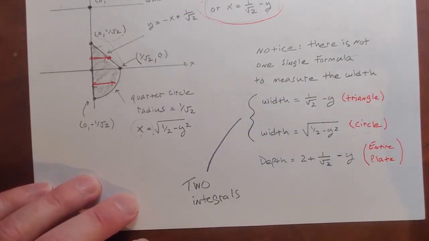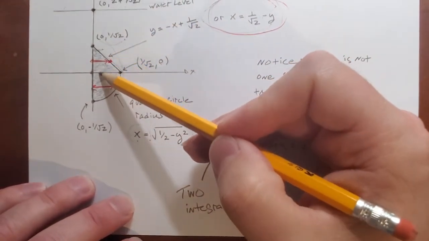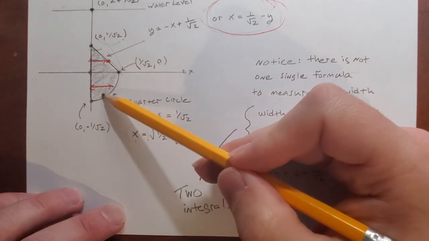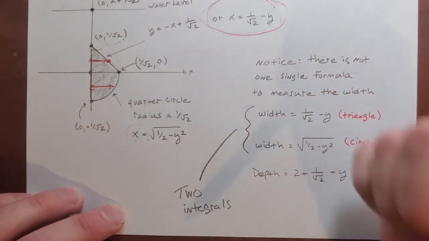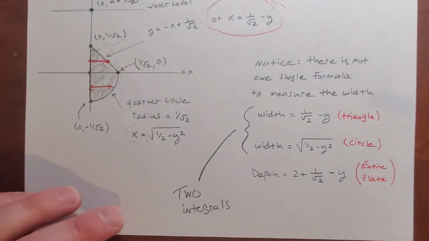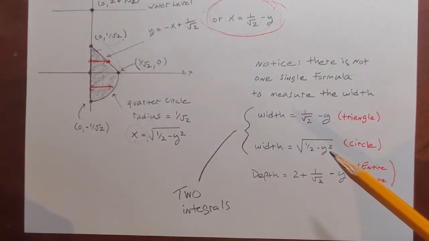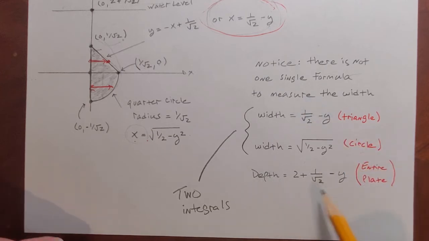And we'll just have to say, well, here's the pressure along the triangular portion and the total force that results. We'll get that number. And then here's the total force that's on the circular portion. And we'll get that number. We'll add them together. But since there's not one formula for the width, there's not going to be one integral. Okay? All right. Now what about the depth, though?